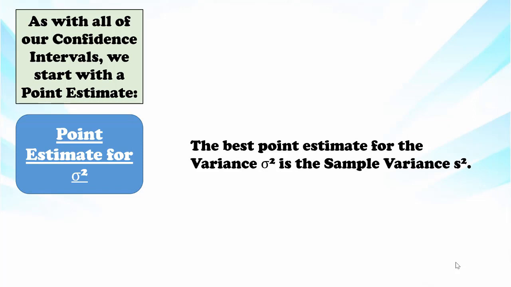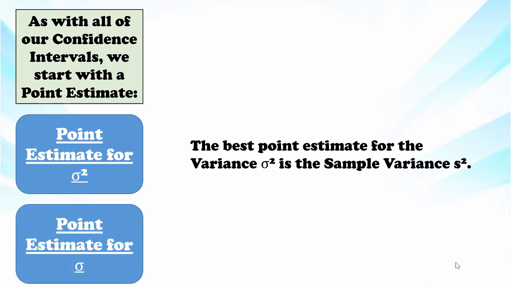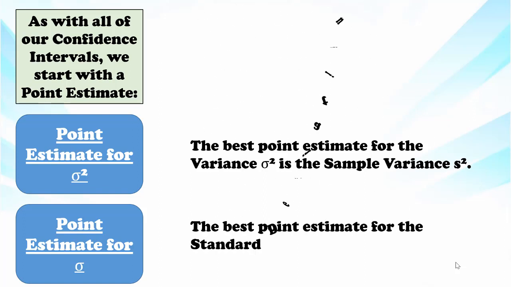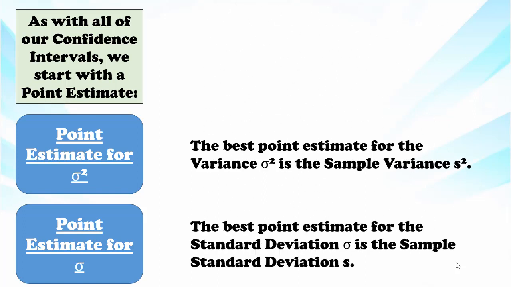Let's go ahead and look at the standard deviation sigma. For sigma, just like with the variance, we looked at the population value. We're going to look at the population value here. So the best point estimate for the standard deviation sigma is the sample standard deviation, s.